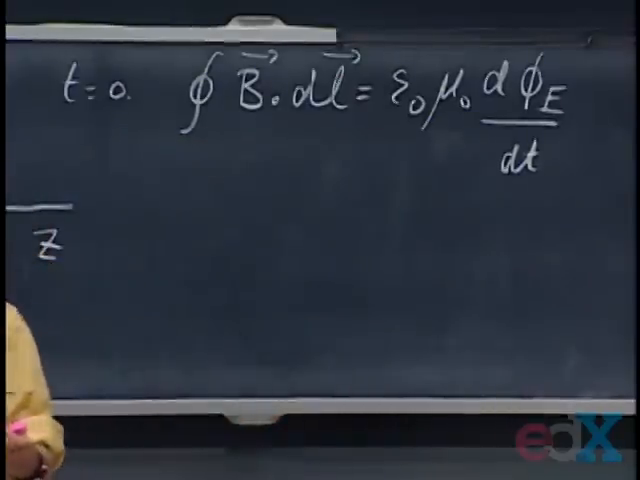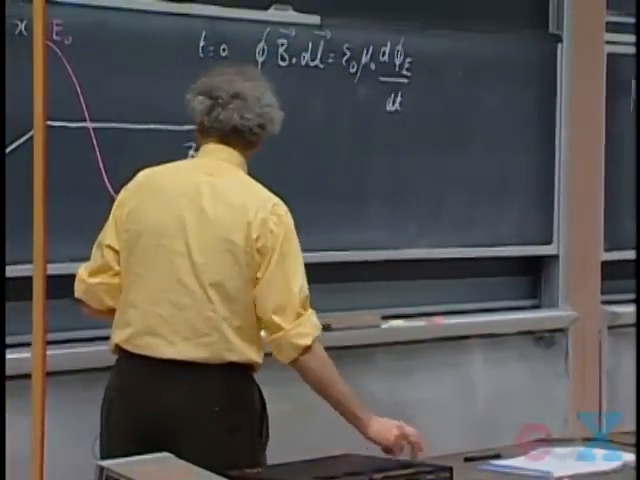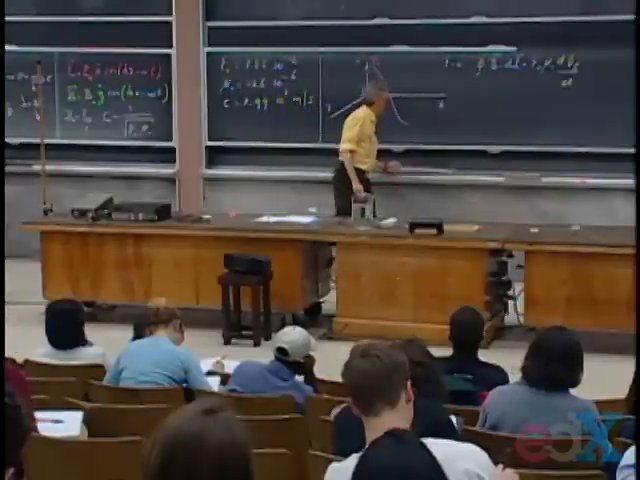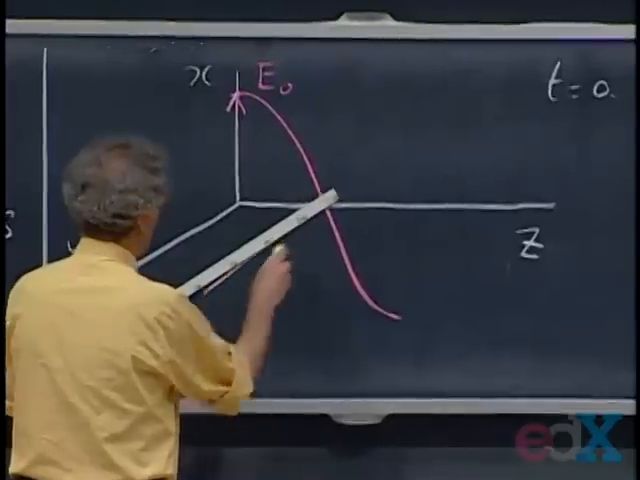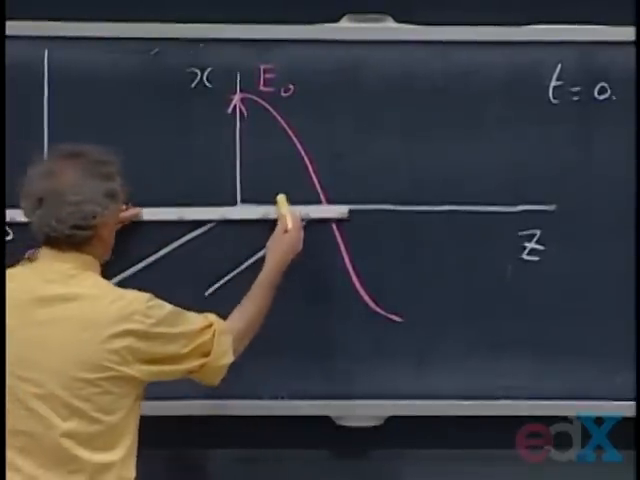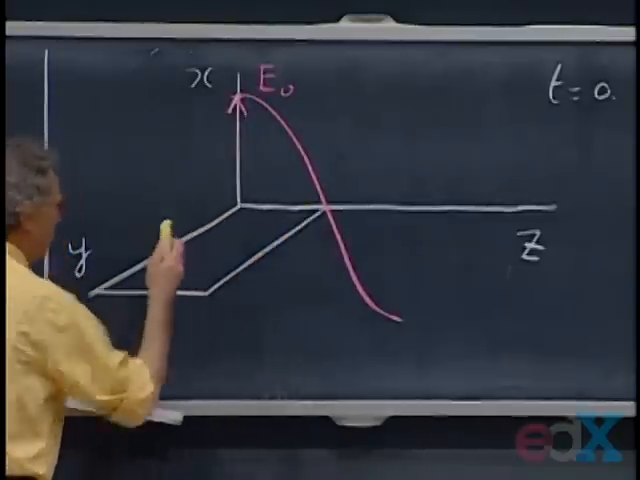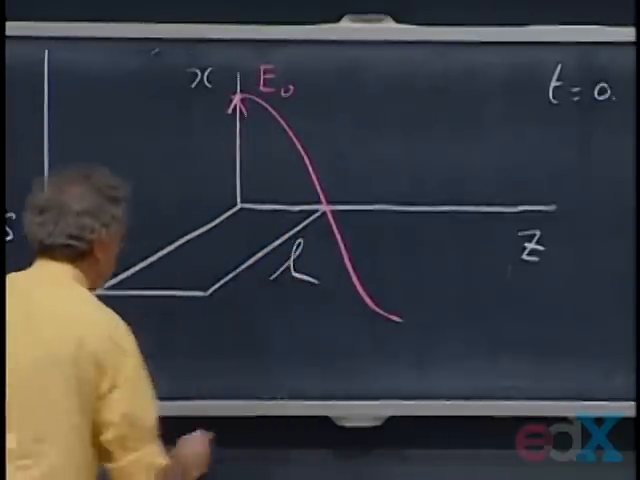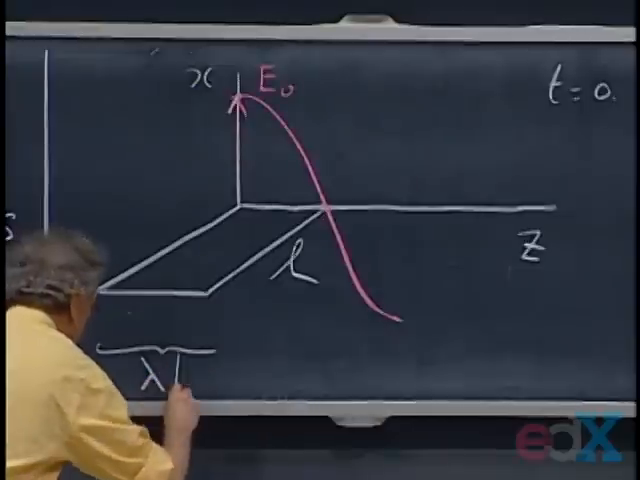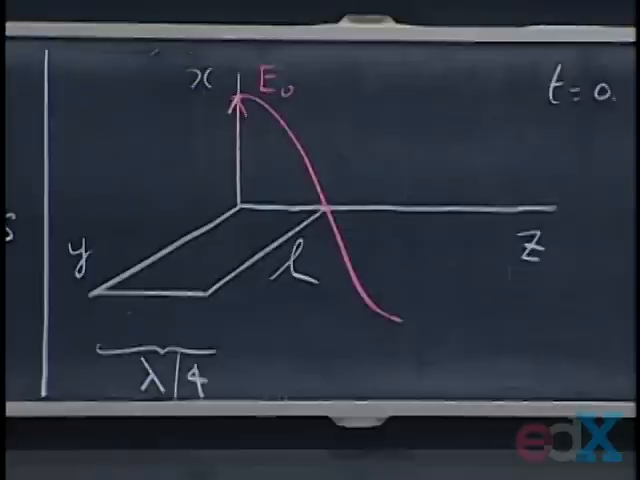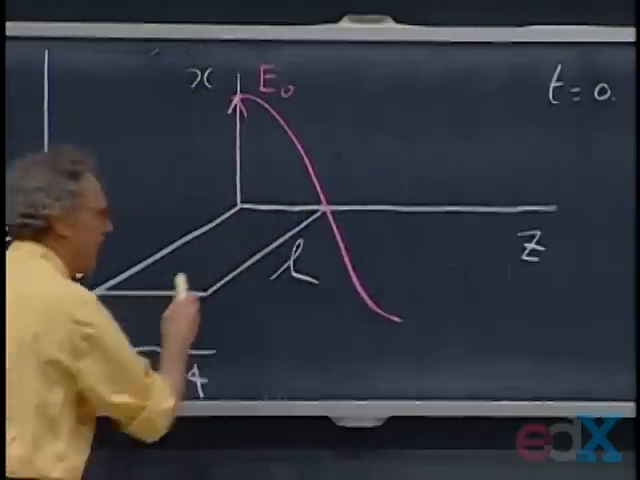What does Ampere's law require? I need a closed loop and I need an open surface attached to that closed loop. I'm going to choose a closed loop in the plane YZ. This here is going to be my closed loop. This length is L, and the width of this side is lambda divided by 4. I have to do a closed loop integral of B dot dl, I will do that last.